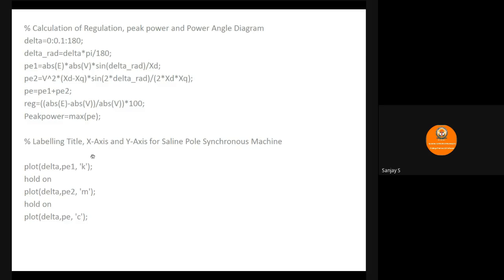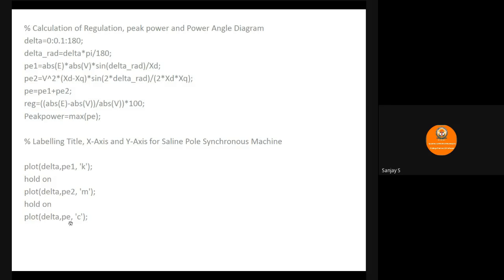Now here, next comes the plotting process. I am trying to plot P1, P2 and P with respect to a common x-axis, delta. I'm going to use another function called hold on here because all the curves must be retained. Otherwise, if I don't use the hold on function, only the latest curve will be retained and plotted. So delta, P1 versus delta. Delta is the x-axis variable, P1 is the y-axis variable, and K is an attribute. Similarly, delta, P2, M. On the x-axis you have delta, on the y-axis you have P2, and the attribute is M.